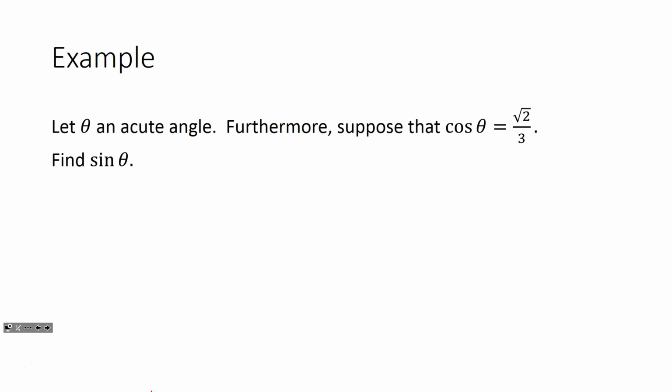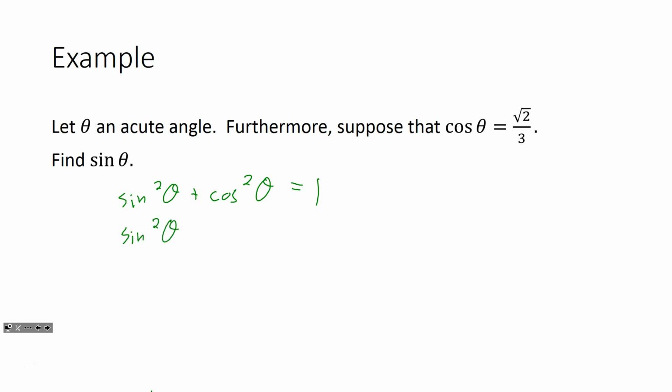Well, we now have an identity that will allow us to do that. The identity we're going to use is sine squared theta plus cosine squared theta equals 1. Notice we want the sine, so we want that first term. It's sine squared, but we want sine. But we do know the value of the cosine already, so let's just plug that in.